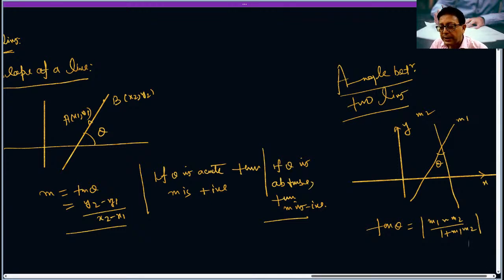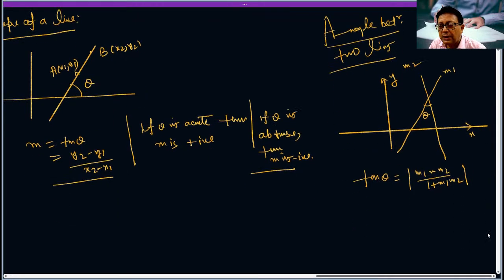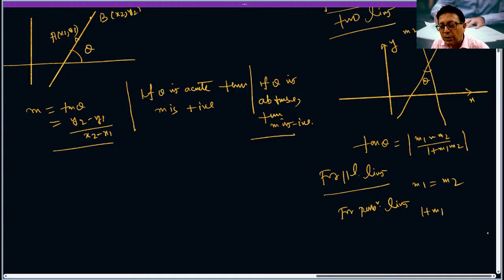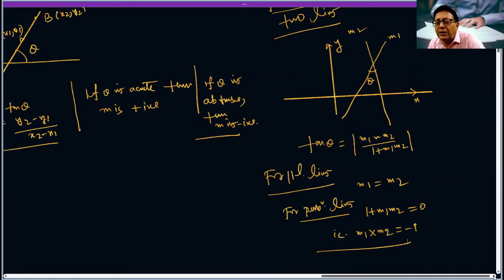Okay. If lines are parallel, then for parallel lines theta will be 0, m1 equal to m2, and for perpendicular lines 1 plus m1 m2 equal to 0, that is m1 into m2 equal to minus 1. Okay. Hope you all remember this.